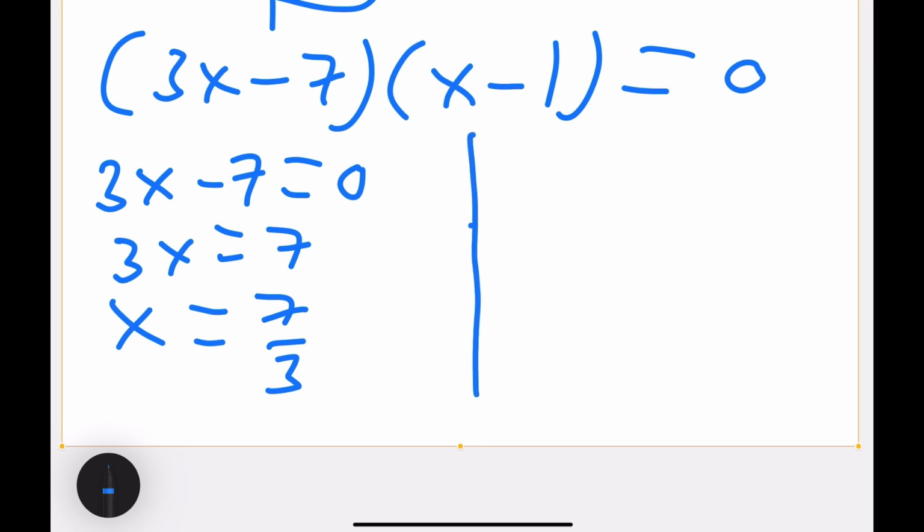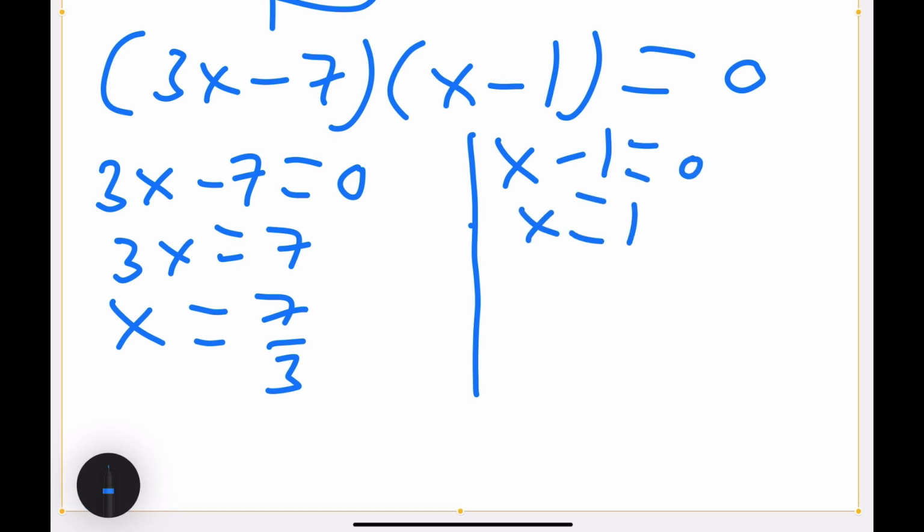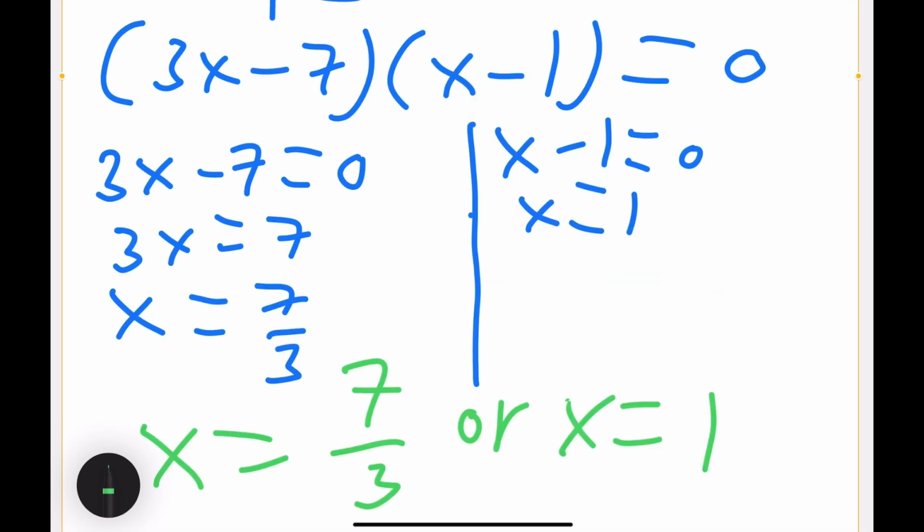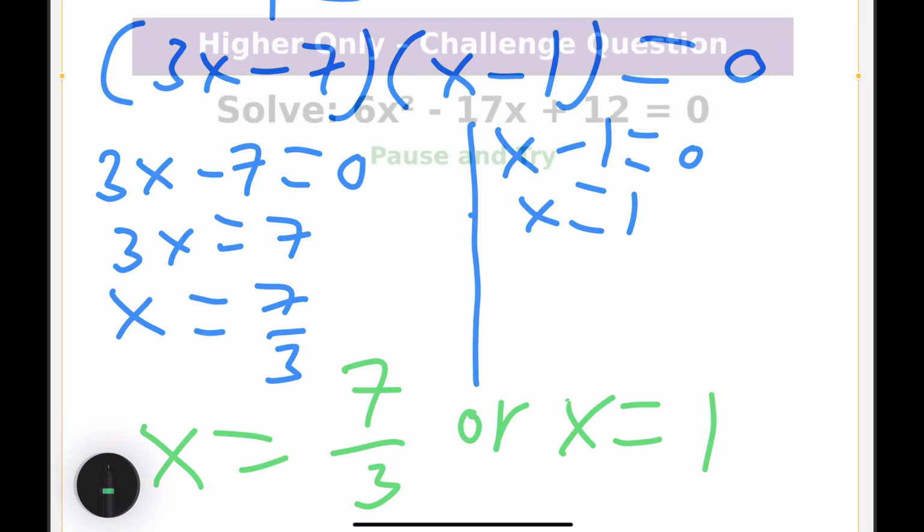Now let's work out the second solution. So we know that x minus 1 is equal to 0. So if we add 1 to both sides, we get x is equal to 1. So now we have our two solutions. So x is equal to 7 over 3, or x is equal to 1. Remember, you want to get each bracket equal to 0, as when one bracket is equal to 0, the whole equation is equal to 0.